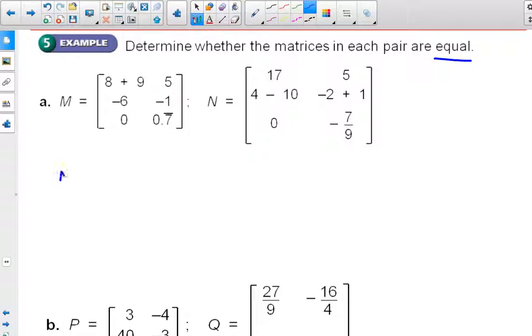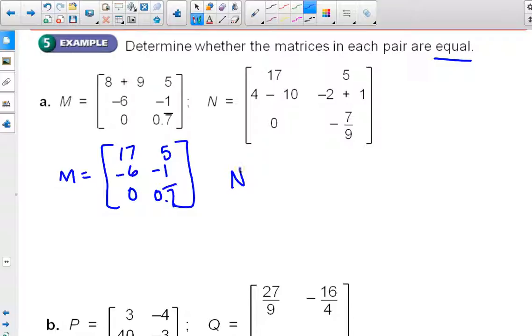All right, so now let's go ahead and see if there's anything we can simplify in matrix M. 8 plus 9, 17. Then we have -6, we have 0, 5, -1, and 0.7 repeating. Okay, matrix N, we have 17, 4 minus 10 is -6. Then we have 0, 5, -1, and then -7 divided by 9 is -0.7 repeating.